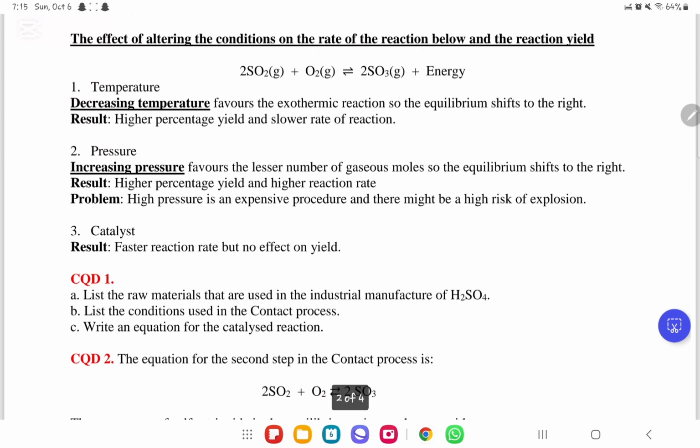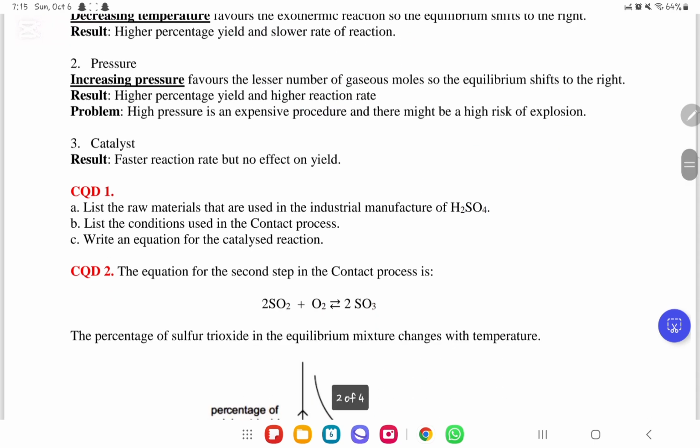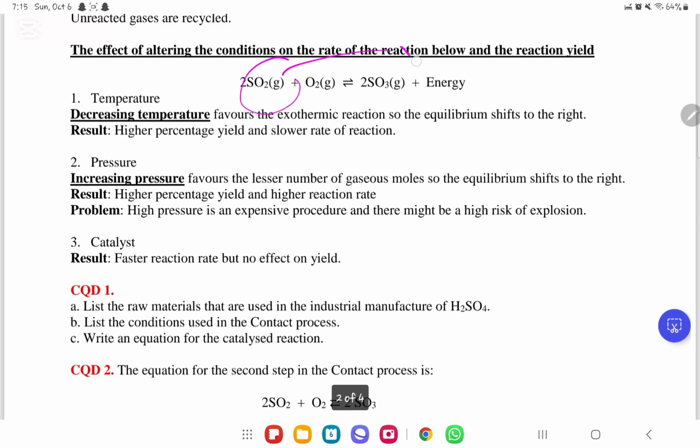Now increasing the pressure, look, we have here 3 gases, and here we have 2 gases. So if we increase the pressure, the reactants are gonna give to the products because there are more gases, and so the concentration of our products will increase. So let's read what they say. It favors the lesser number of gaseous moles, so the equilibrium shifts to the right, meaning the reactants will give to our products, and as a result we will have a higher concentration of products. And because we increased the pressure, what happens? The reaction rate will be faster because there are more effective collisions.